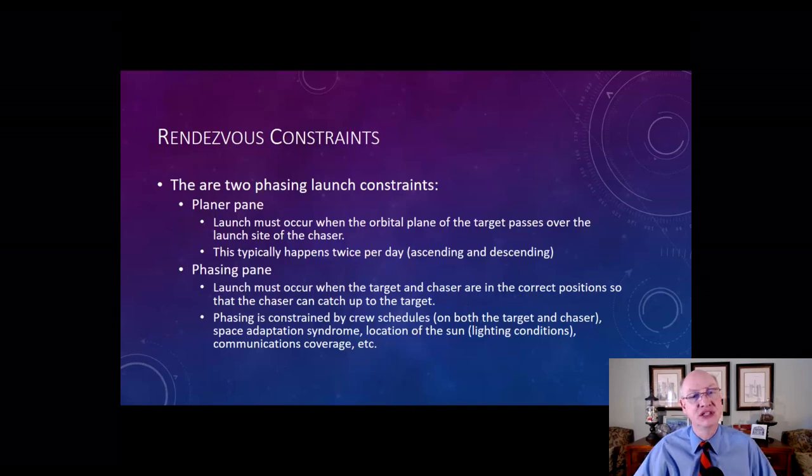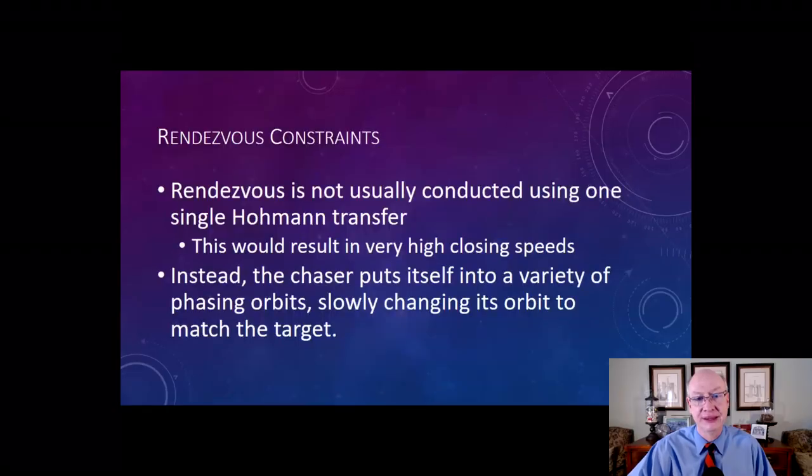Space adaptation syndrome. As I've mentioned earlier, some astronauts have a hard time adjusting to the weightless environment. For the first few hours, you can feel nauseous. You can be throwing up. Not a good time to be doing really complicated orbital maneuvers. And then things like communications coverage and everything. So determining when you can do an orbital rendezvous is actually a really complicated thing.